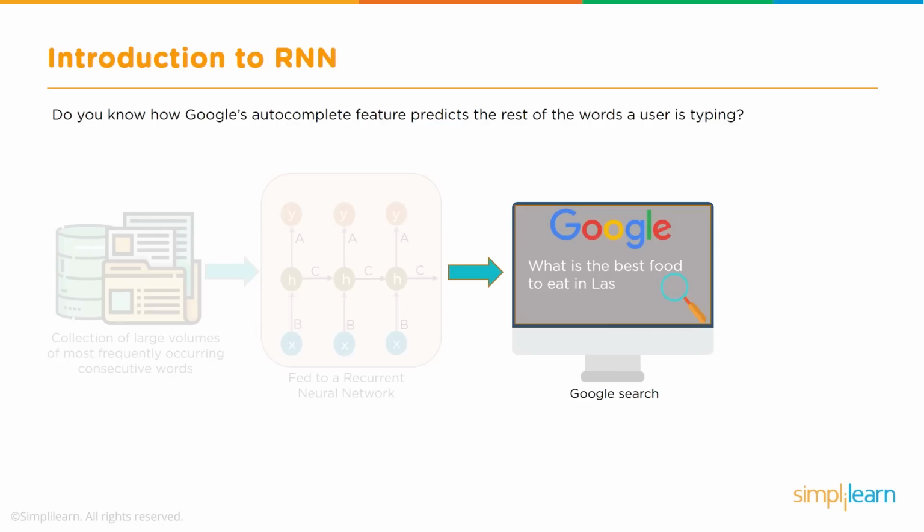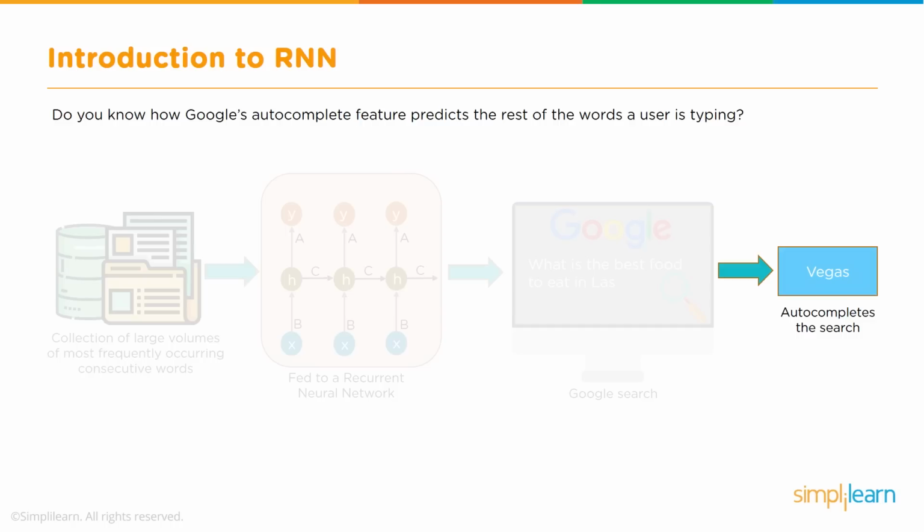And then Google, what is the best food to eat in Las, I'm guessing you're going to say Las Mexico. No, it's going to be Las Vegas. So the Google search will take a look at that and say, hey, the most common autocomplete is going to be Vegas in there. And usually it gives you 3 or 4 different choices. So it's a very powerful tool.